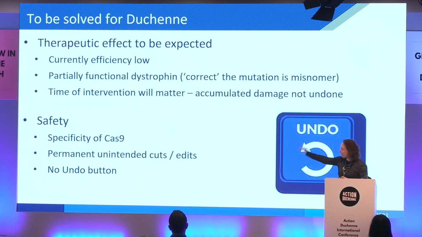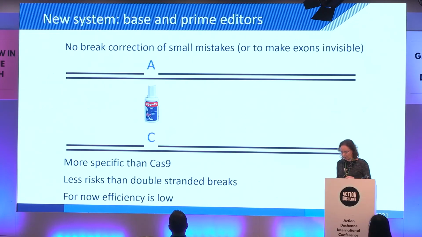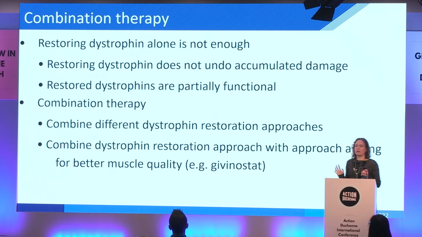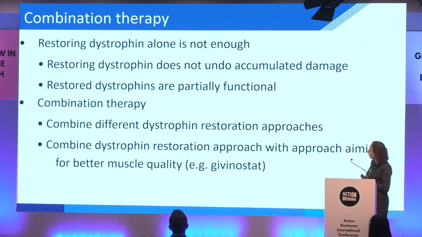Now, the safety I mentioned already. How specific are these scissors? What will happen if they cut somewhere else? This is the DNA. There's no undo button, so that is something that needs to be solved. And again, in view of time, I will skip over this as well. And I'll go to the last point before my summary slide.